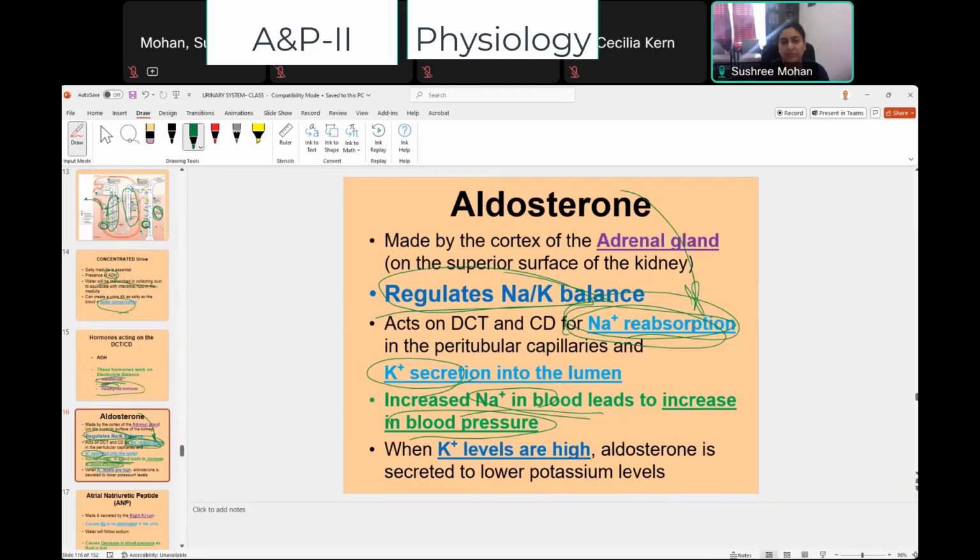Blood volume is increasing, which means more pressure is required to push the large volume of blood. So that is why blood pressure will increase. So question for you, when sodium concentration increases, what happens to the blood pressure? Does it increase or does it decrease?